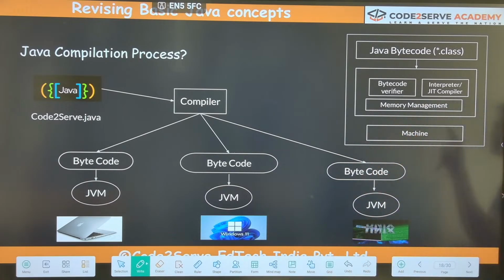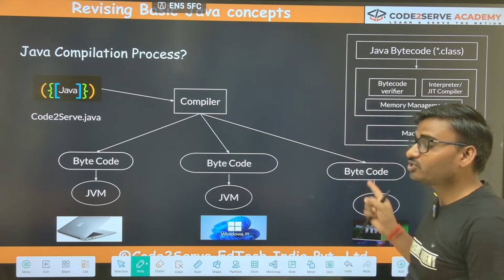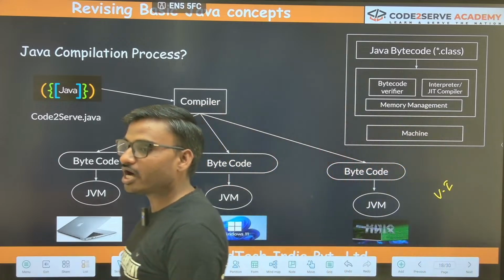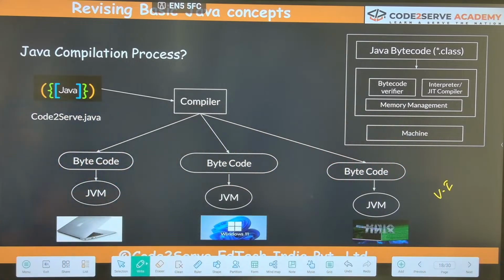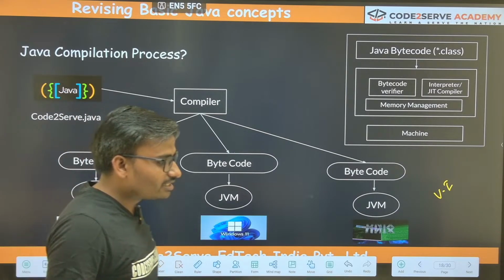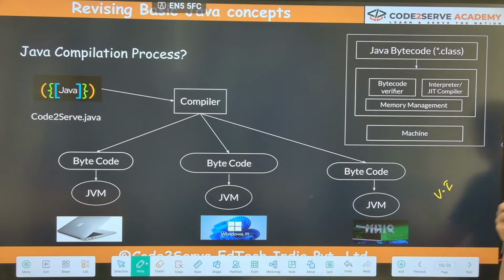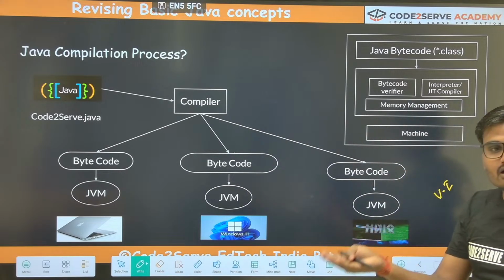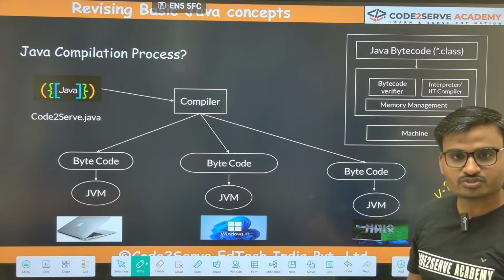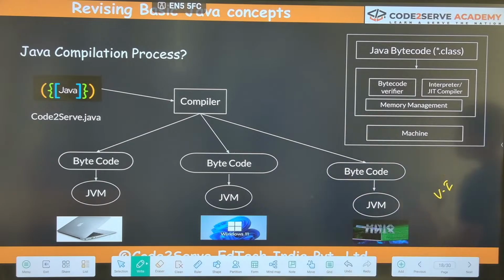So this picture is very important, I will say, very important. Why? This picture explains the concept of why Java is platform independent. Now focus here: whatever code you write in Java, there is a compiler. You know about the compiler and interpreter, that converts the higher level language into a machine level language. That is the work of the compiler.